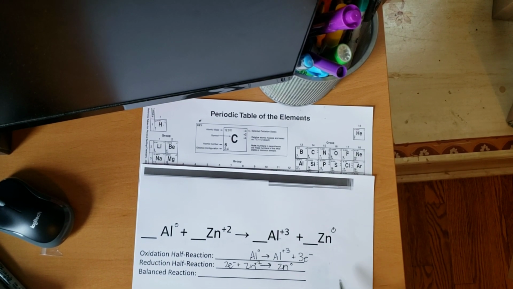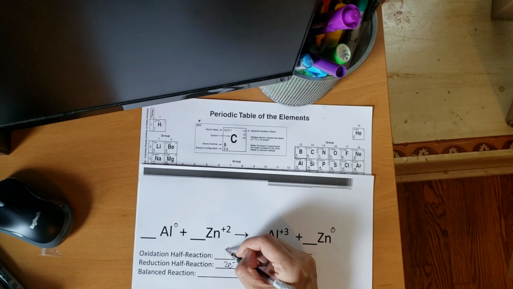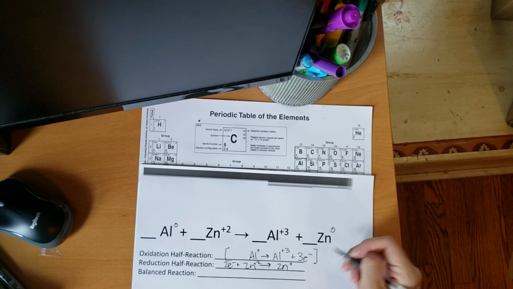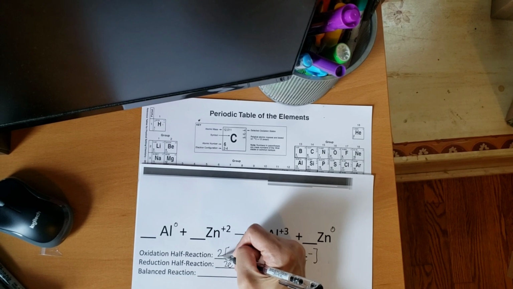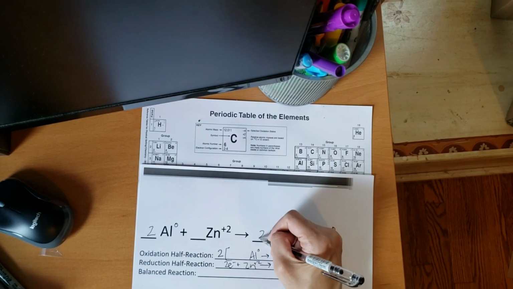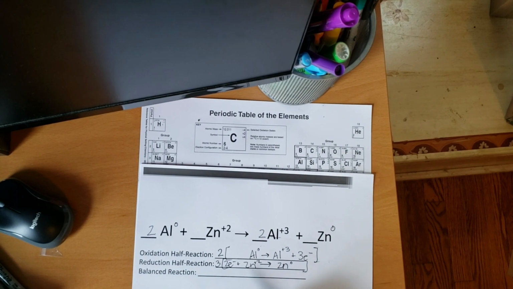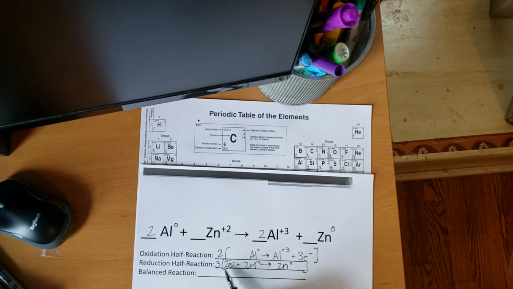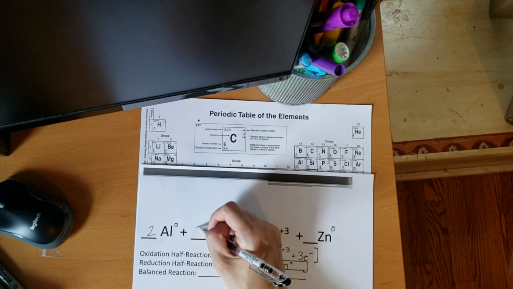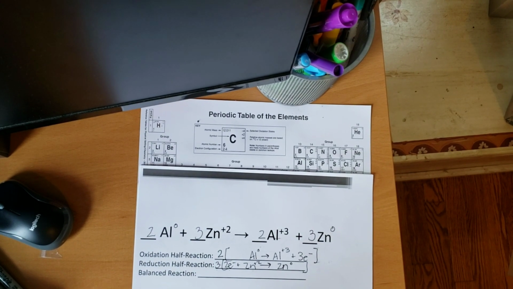So here, again, we are losing 3 electrons, but zinc will only gain 2 electrons. So we need to find the LCM between 3 and 2. That means every aluminum is going to be multiplied by 2 to make 6 electrons. I'm just going to put the 2 up here for the coefficients in the balanced reaction. Zinc, we need 6 electrons, so 3 times 2 is 6. And so every zinc is going to be multiplied by 3.